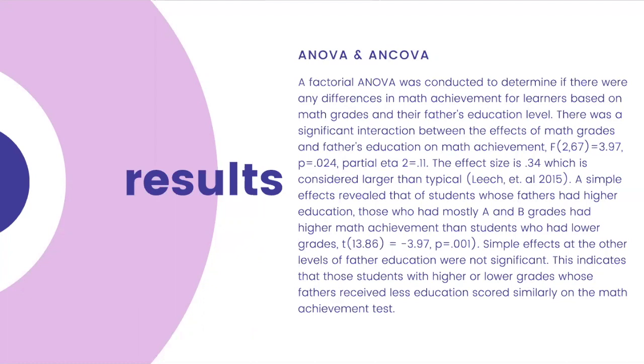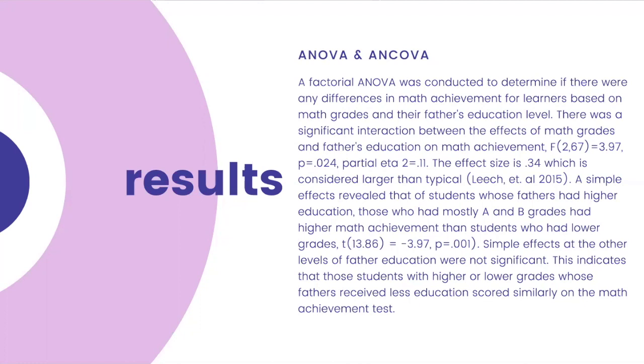Okay, so a simple effects revealed that of students whose father had higher education, those who had mostly A and B grades, their math achievement scores were much higher than students who had lower grades. So for whatever reason, the students who were scoring less than an A and B, regardless of whether their father had less than a high school education or whether they had a bachelor's of science or more, their math achievement test scores were not affected at all.